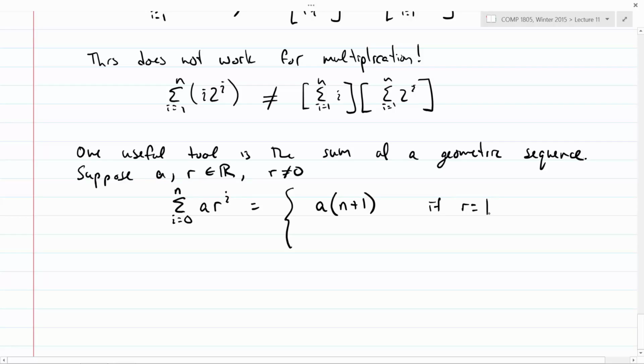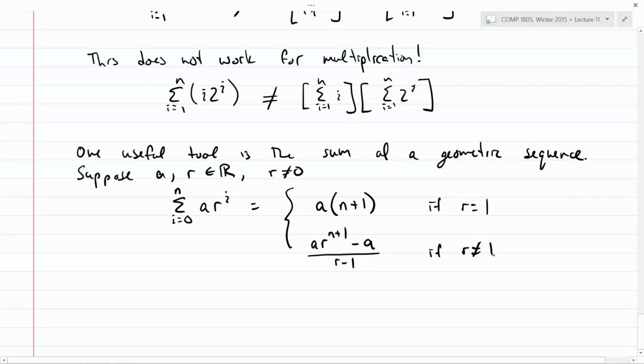The other case is if R is different from 1. And this one's a little bit less obvious to see. I'll tell you what it is, and then I'll show you why. So the sum is A times R to the n plus 1 minus A, all over R minus 1. And this is for the case if R does not equal 1.